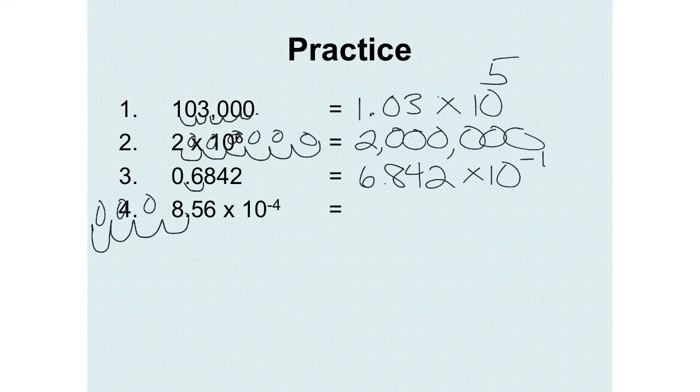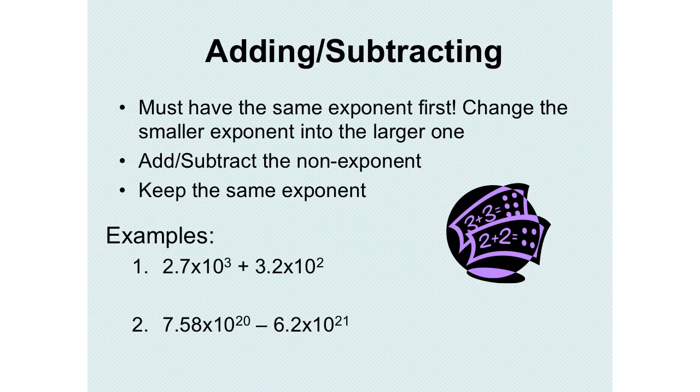So I'm going to fill in 3 zeros, 8, 5, 6. So I'm less than 1 because of the negative exponent. So therefore, I moved the decimal over to the left-hand side. Right, now we just have to review how to do calculations that involve scientific notation.